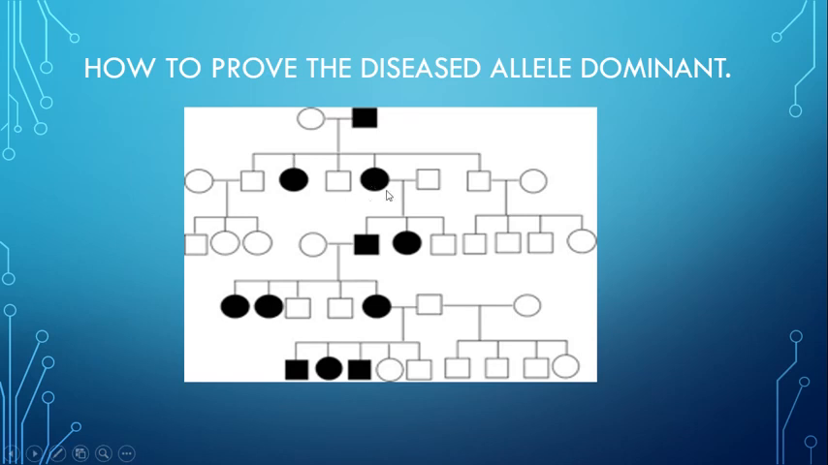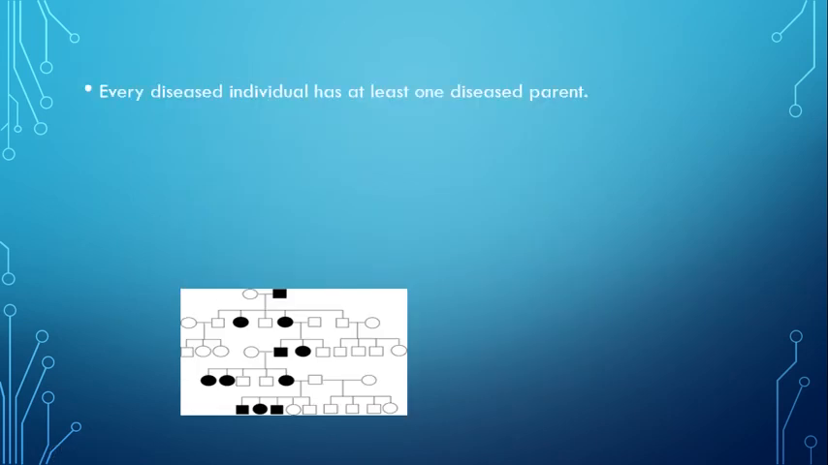Moreover, every affected child has at least one of the parents affected. For these two affected daughters, their father is affected. For these affected children, their mother is affected. So every affected individual has one of her or his parents affected. So this proves that the affected allele is dominant.